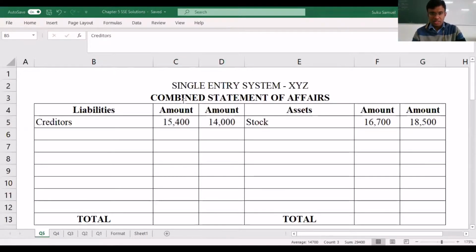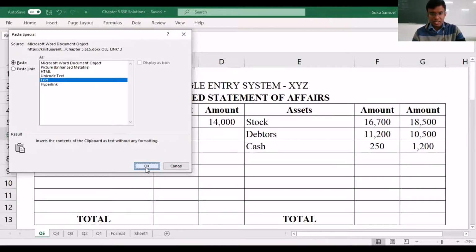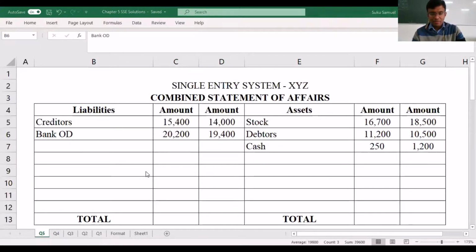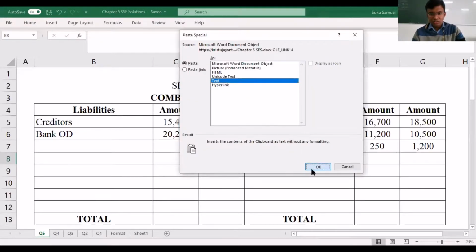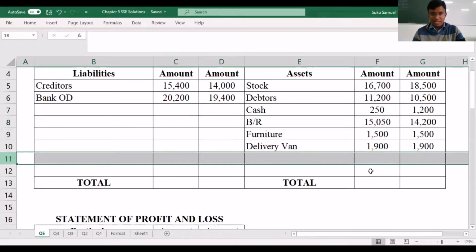Then you have the other items that are given to us, debtors and cash. Please remember, these two are your assets, so that has to come in. Then you have bank overdraft. Bank overdraft is a liability, so that goes on the liability side. Then you have bills receivable, furniture, and delivery van. These are your assets. So with that, we have completed the preparation of the combined statement of affairs.